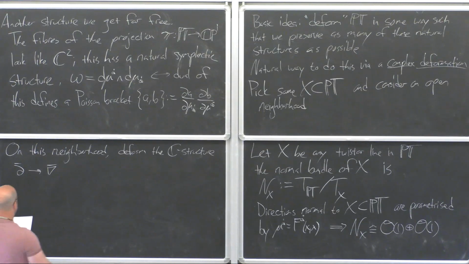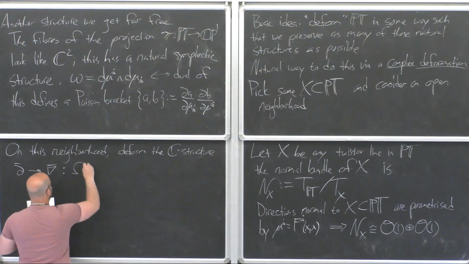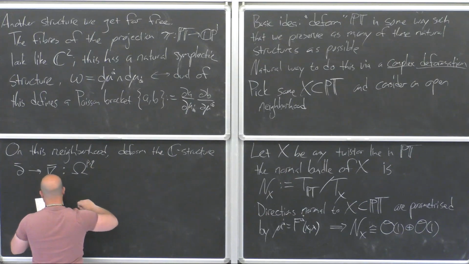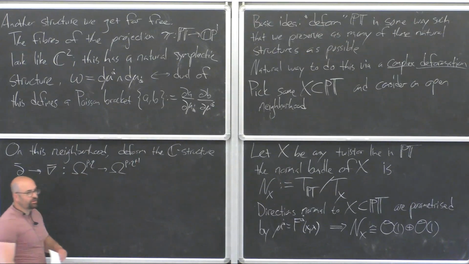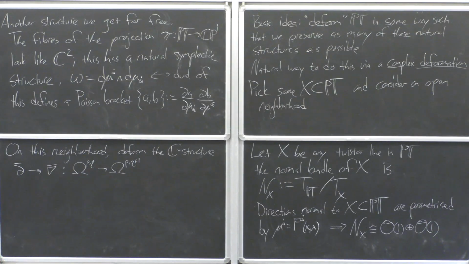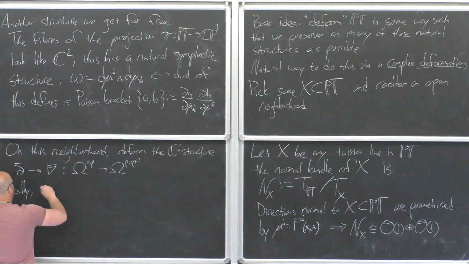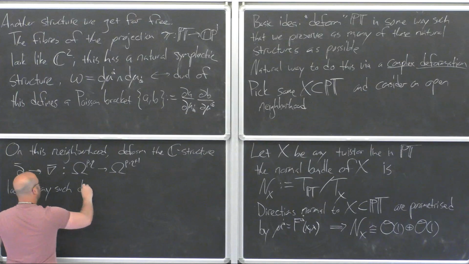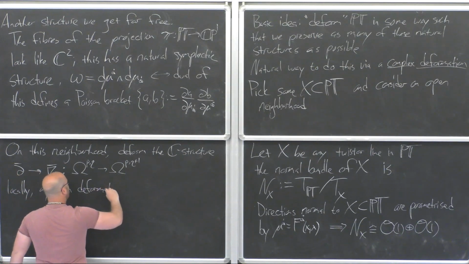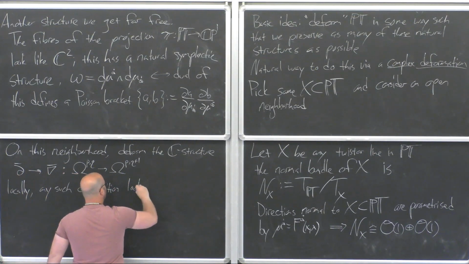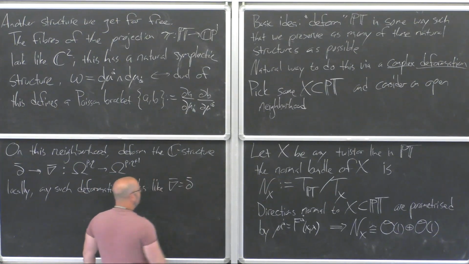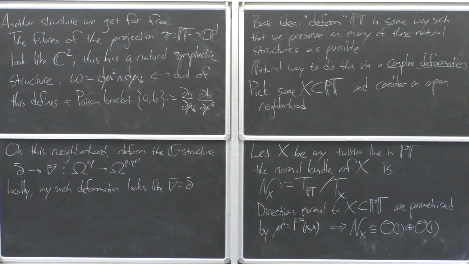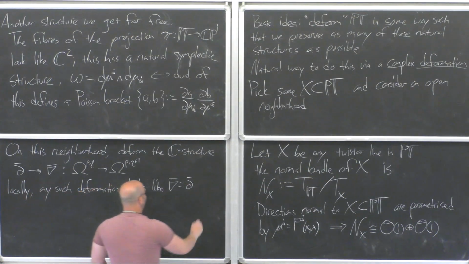And this thing is still going to be an anti-holomorphic Dolbeault operator in the sense that it's going to send (p,q) forms to (p,q+1) forms. And at least locally, any such deformation looks like nabla bar is equal to d bar, the kind of trivial complex structure we started with, plus some deformation. Let's call it V.